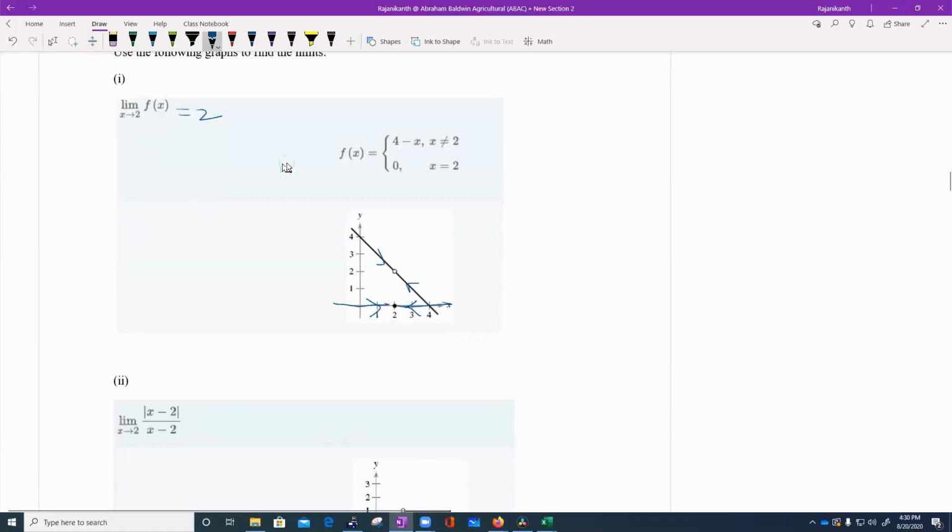But what is the actual function value? What is the value of f of 2? The function evaluated at 2 is this value, which is 0. You see? The function value is 0 when x is 2. The function's limiting value is 2 when x approaches 2. So two different things, okay? No confusion.